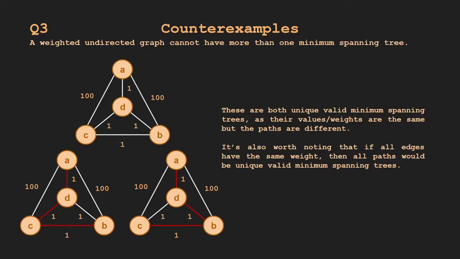It's also worth noting that if you just had a square graph, and every value was worth 1, then starting at any point, you would be able to get a unique path.